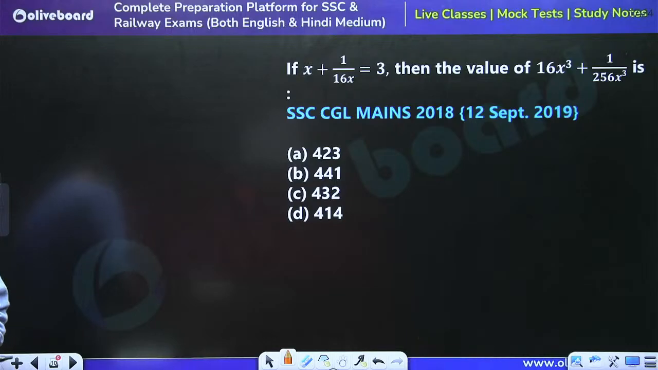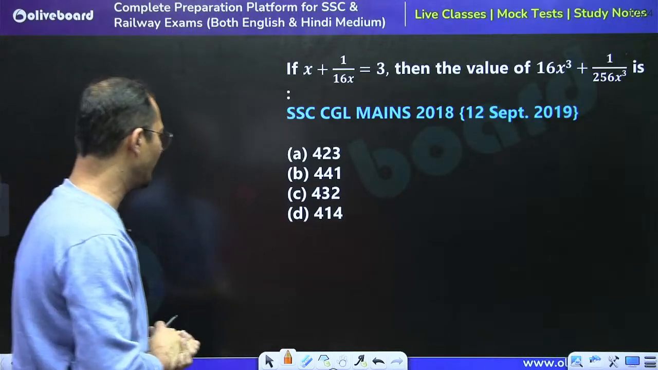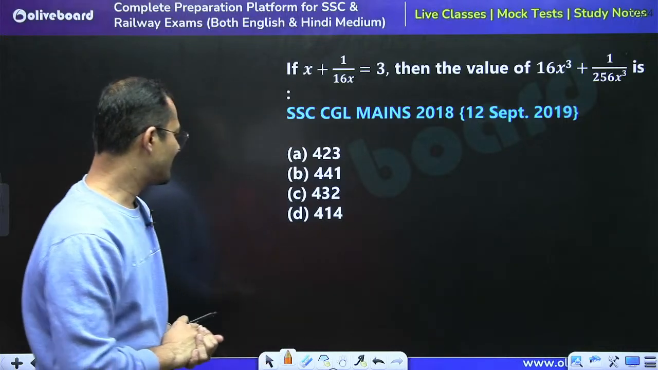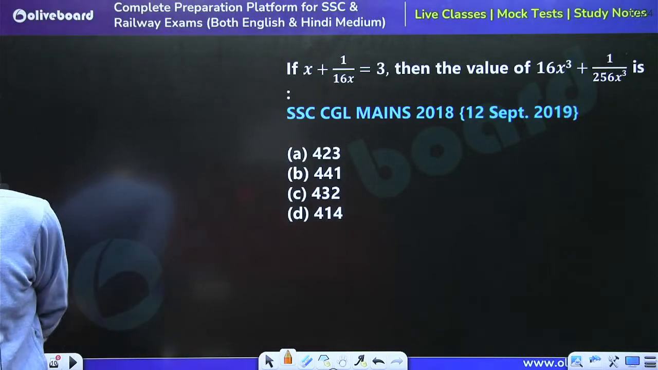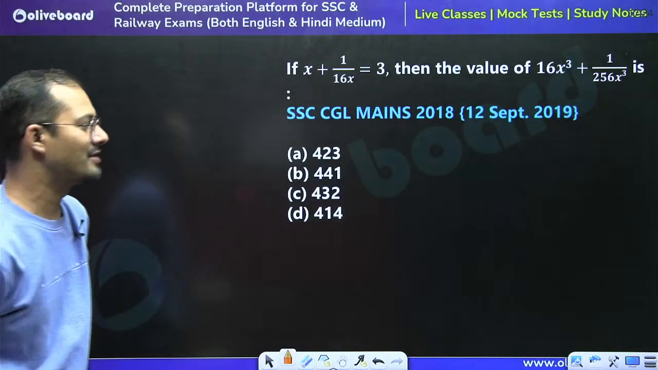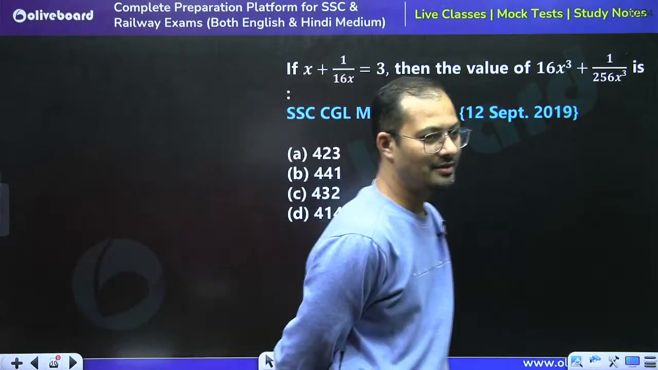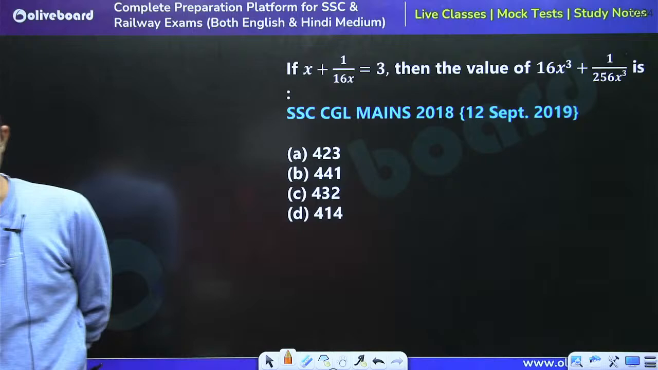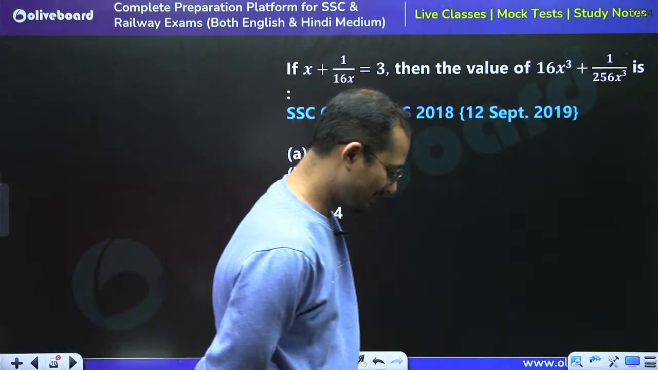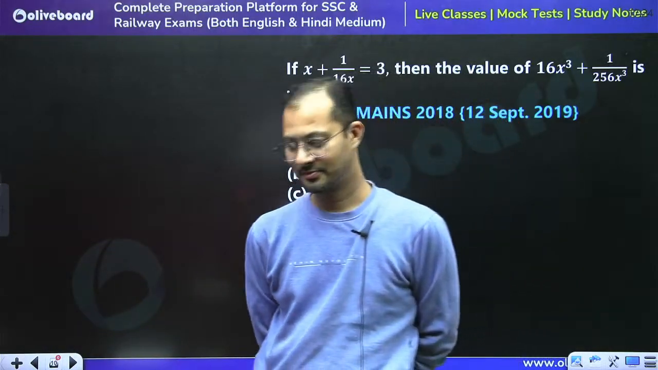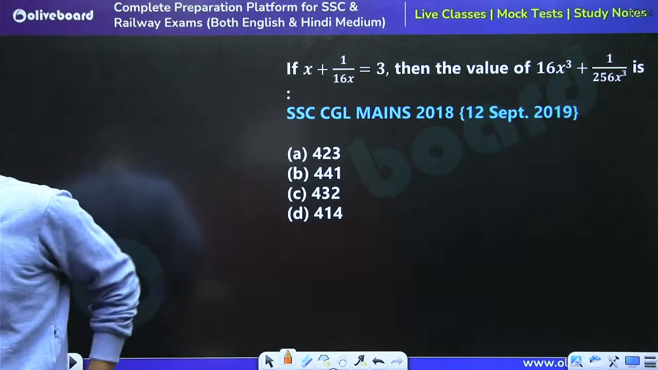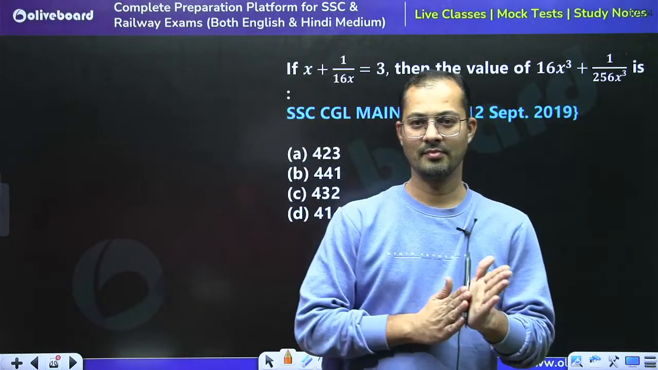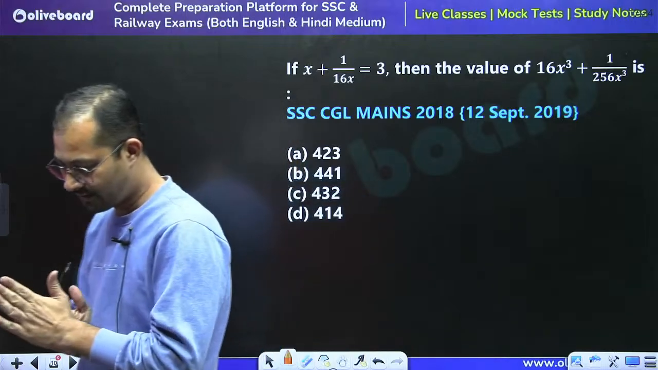So Ankita says 432 is the right answer. Let's see what else. I think it is not the right answer. Ankita, please recheck. Check your confidence level. Anyone else? What about other students? Are you comfortable with this question?